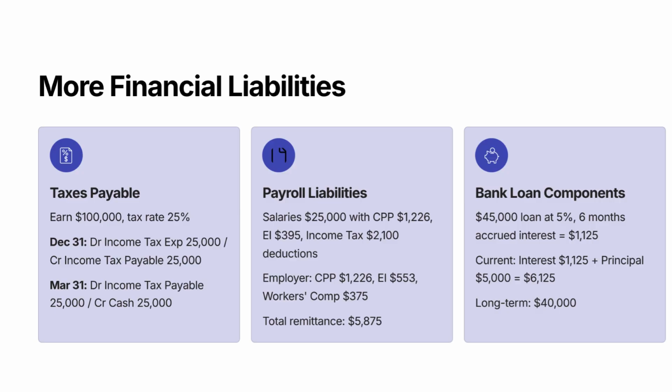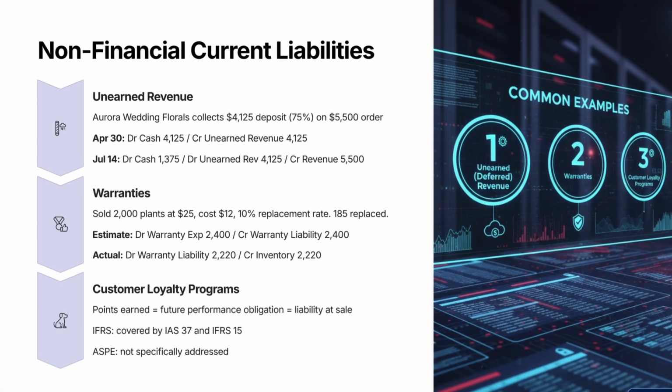Remittance, debit CPP payable $2,452, debit EI payable $948, debit income tax payable $2,100, debit workers' compensation payable $375, credit cash $5,875. Now let's look at the non-financial side. Example number 1, unearned, deferred revenue.